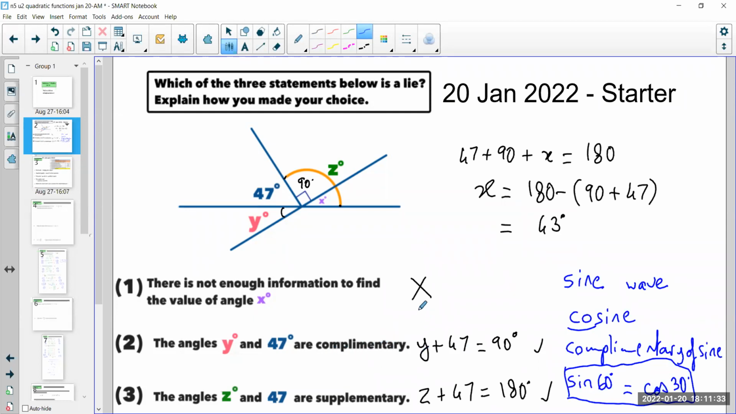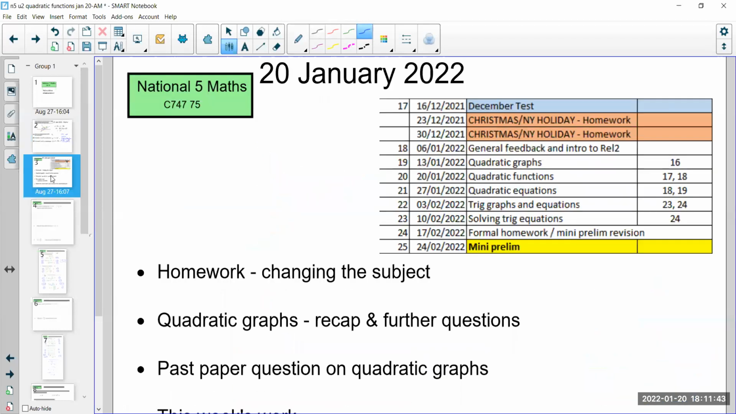Okay, any questions before we move on? No. Okay, good. So what we're going to be looking at today, hopefully the lesson shouldn't be too long. I hope it's going to be within the hour. It's probably going to be the fastest we've done so far.